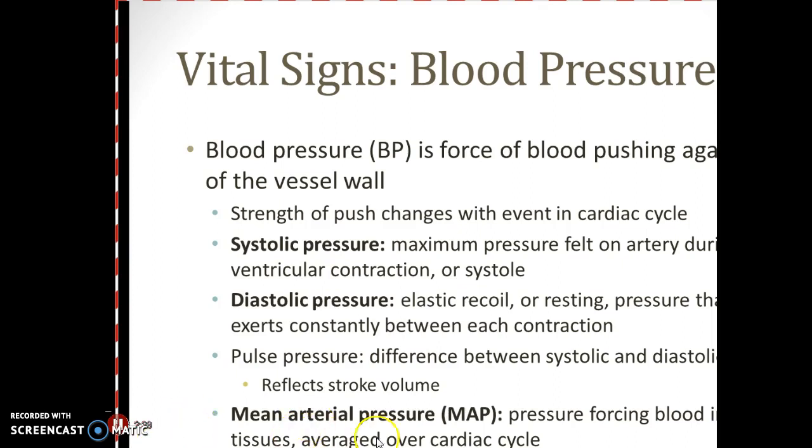The pulse pressure is the difference between systolic and diastolic, and how much blood is forcing through that artery may determine how wide that difference is. And the mean arterial pressure is something that is averaged over the cycles, and we really use that with a Dynamap rather than doing all the math calculations on our own.